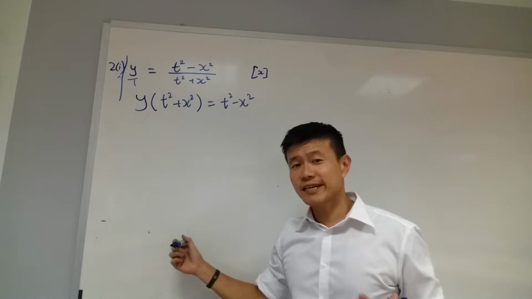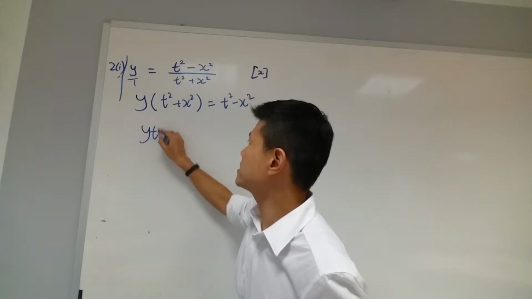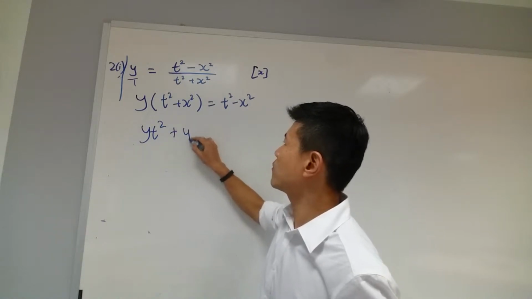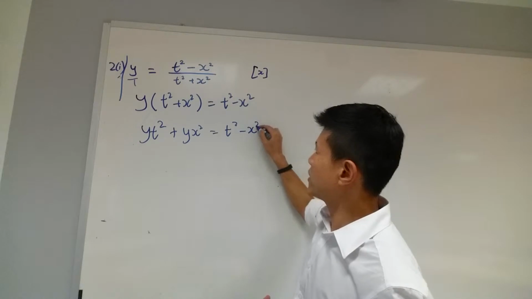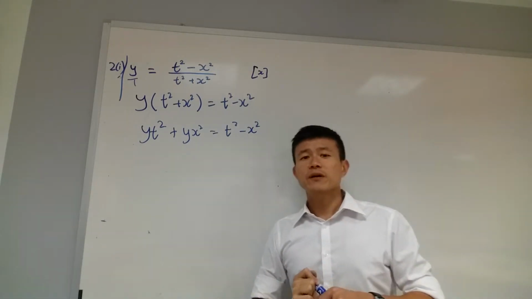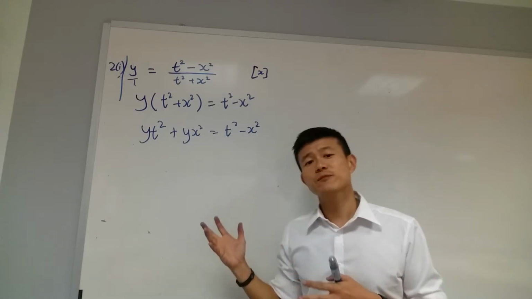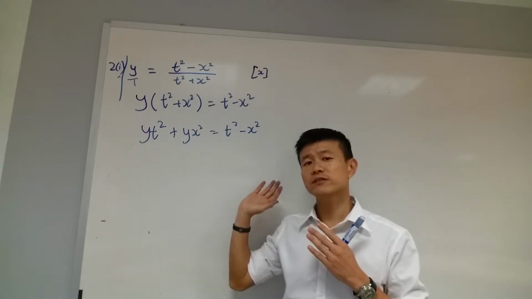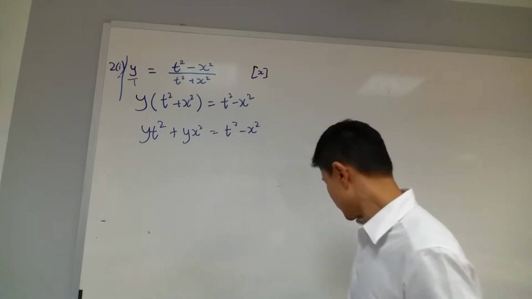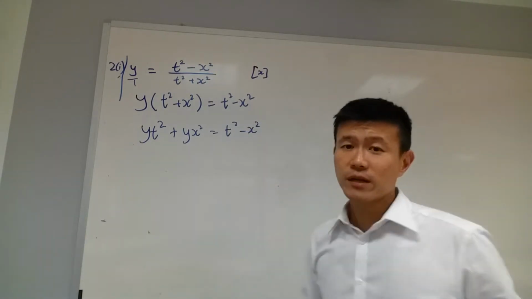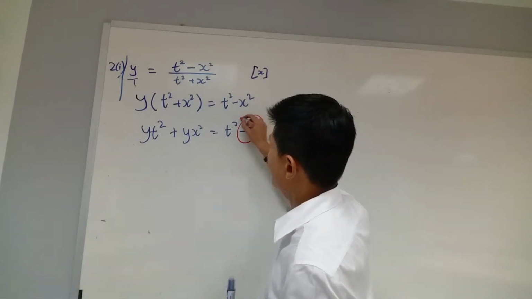Now, unfortunately, you just have to expand it out. So I get yt squared plus yx squared equals t squared minus x squared. Now remember, what we're trying to do is make x the subject. If we want x to be the subject, we shift it over to the left-hand side. I've got minus x squared here.